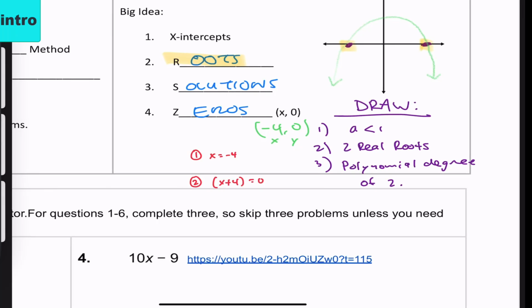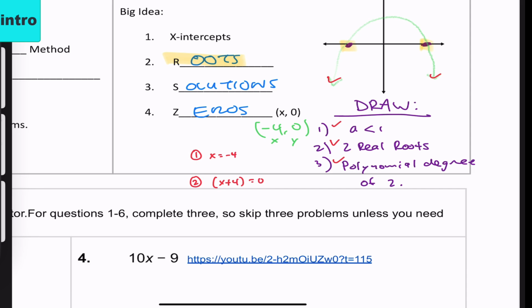Okay, so in class, we asked you to do the purple to draw the three characteristics. We did A is less than 1, so it points down. Two real roots is the highlighted yellows. And then a degree polynomial of 2 is just a quadratic going upside down.